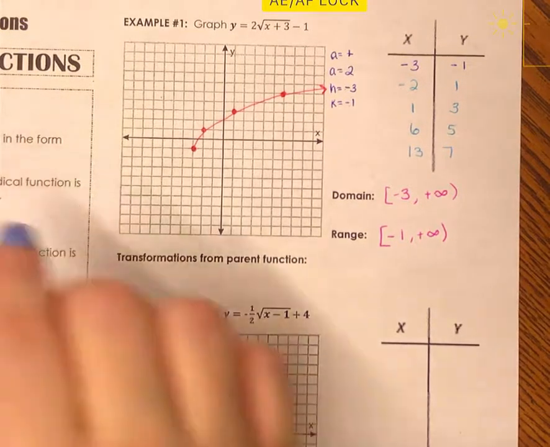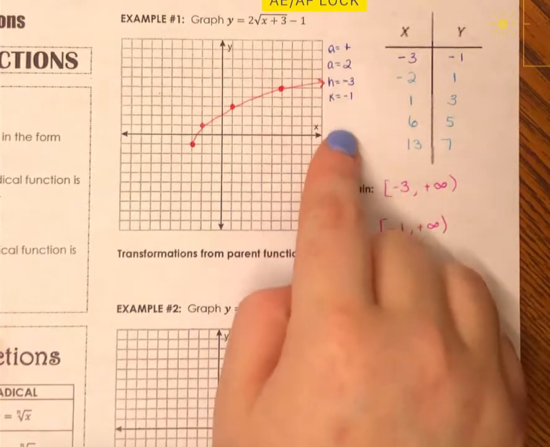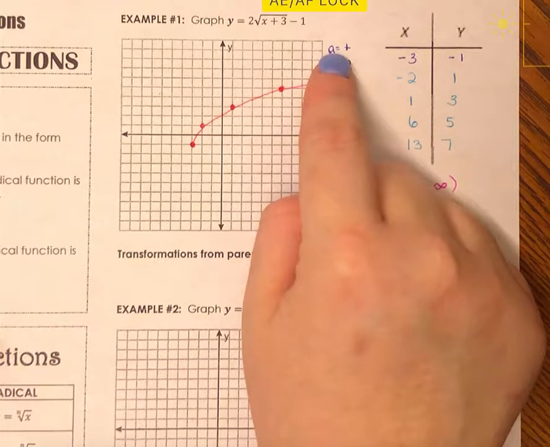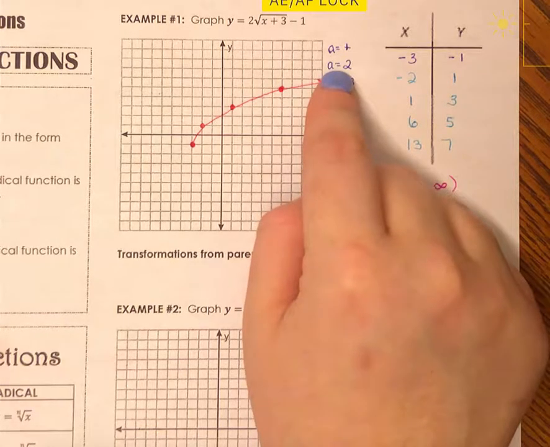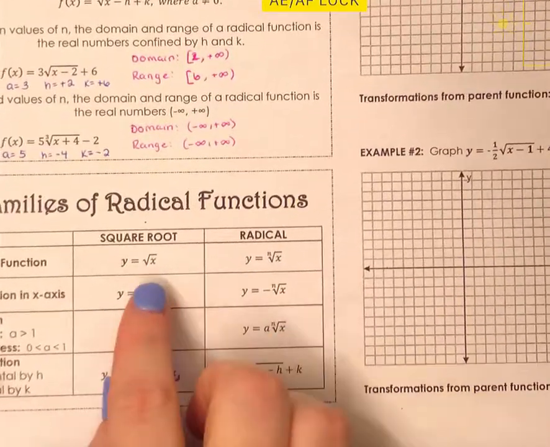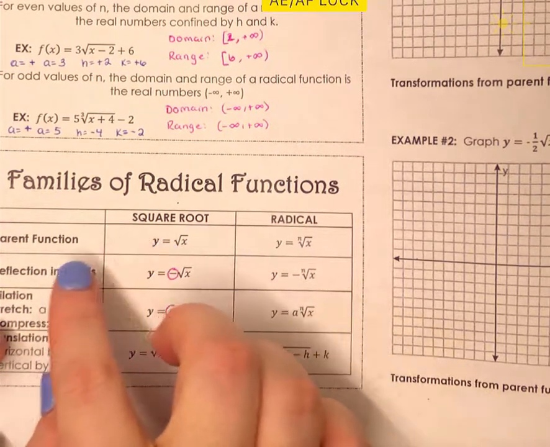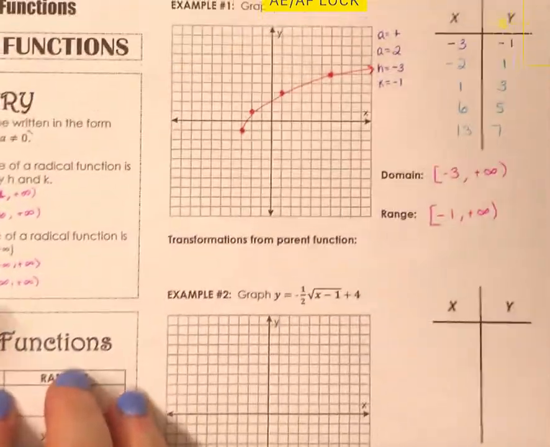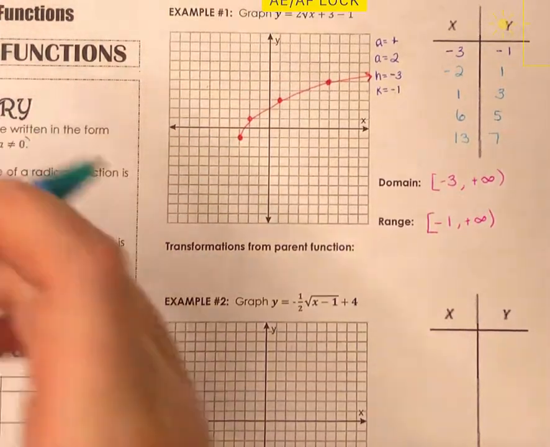So the last part that we want to look at is the transformations from the parent function. This again comes from our a, h, and k. That's why we always write these out. So if the a value is negative, it will reflect. Well, the a value is positive, so it will not reflect. But the a value is a 2. So if we remember back from here, the parent function is y equals the square root of x. If a is 1, there is no reflection and there is no dilation. But the a value in this case is a positive 2. There is no reflection, but there is a dilation.